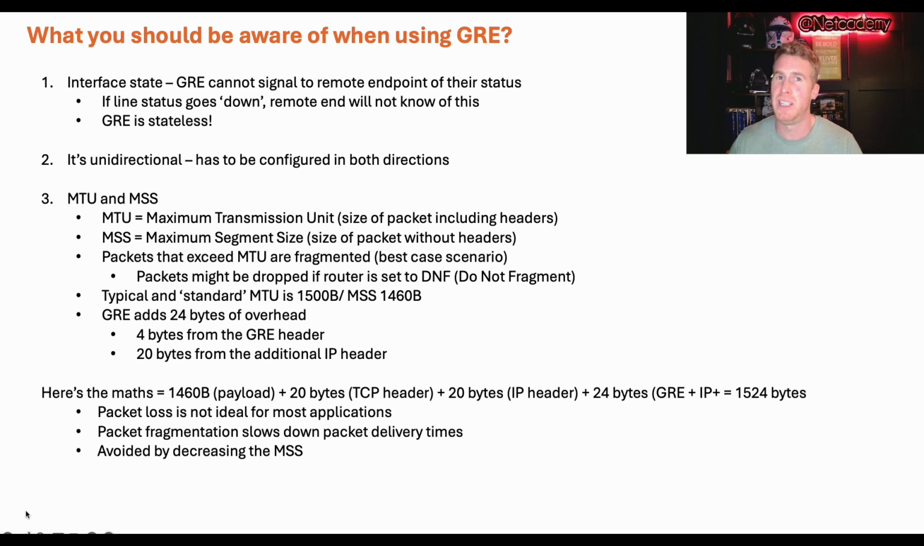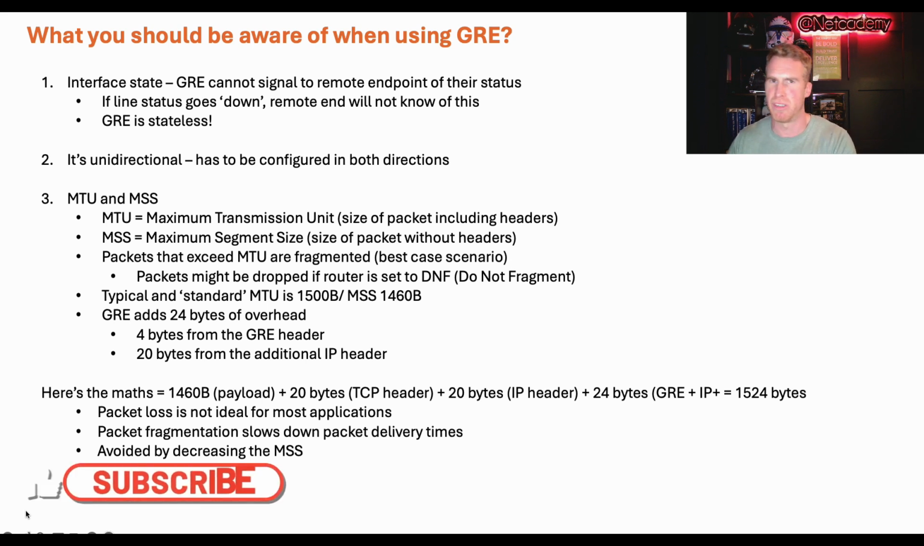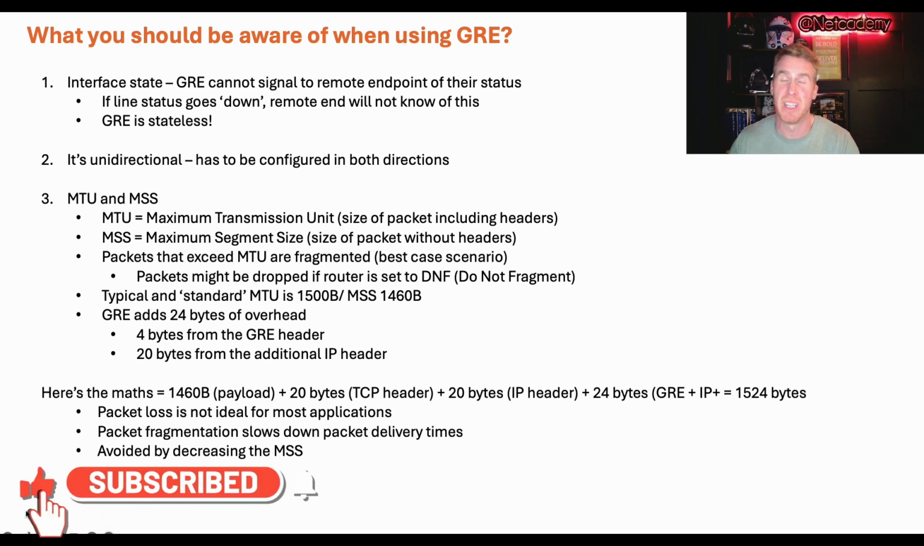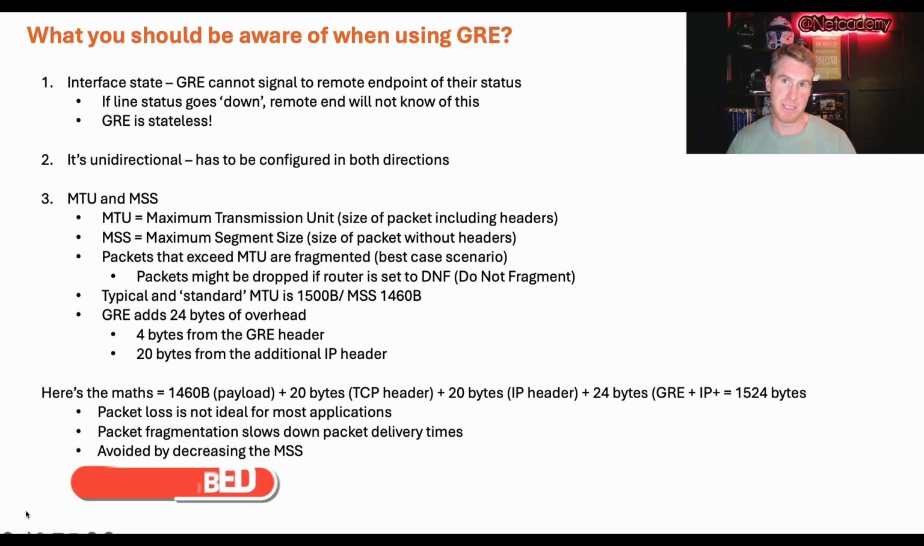Now that's what you need to be aware of, because again, if the routers are configured to do not fragment, then it will drop the packets. If they allow fragmentation, then that will slow down the delivery of packets, could cause congestion, etc. So that's why I say in both scenarios, you need to be aware of the MTU and MSS.